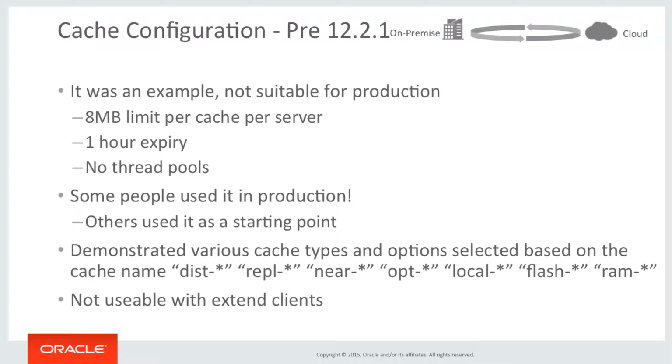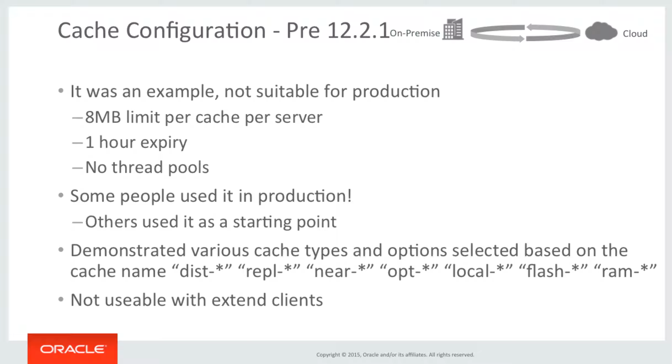All right, moving out of the networking tier, we also did work in the cache configuration tier. So prior to 12.2.1, what was our default cache config? Well, it was an example. It was documented as an example. There was a big comment at the top that said it was an example. It was not meant to be used in production.